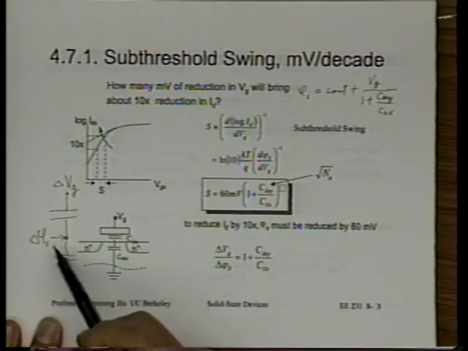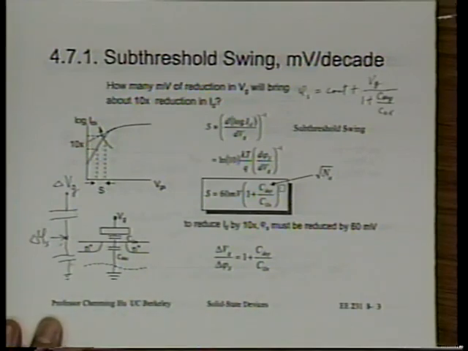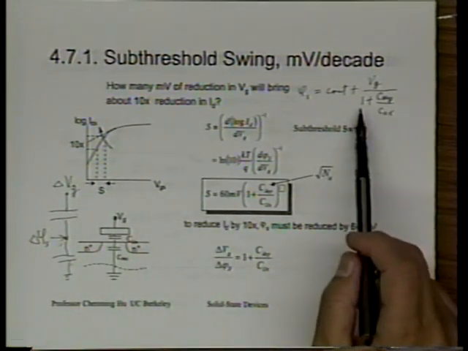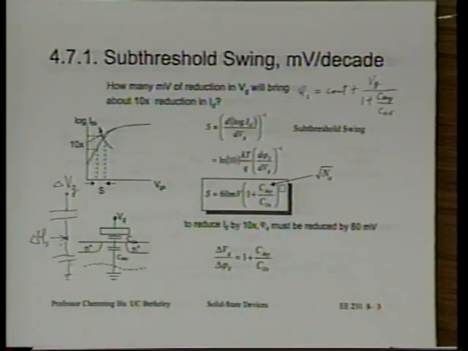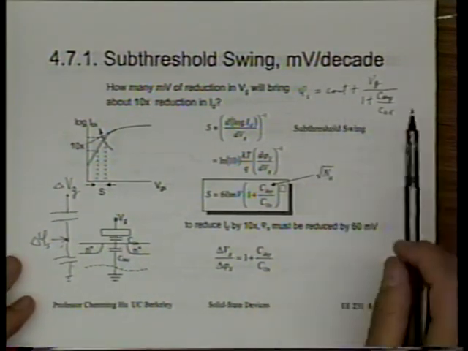Right? So delta phi s is between delta Vg and 0 and the ground. And the division, that factor, we have seen this before, is 1 plus C depletion over Cox. All right? Can you see that? Okay. So we're not going to go through this equation again.